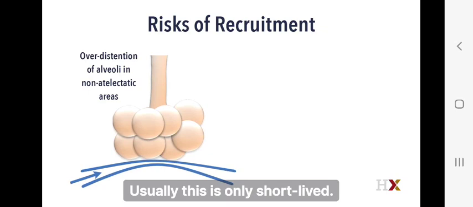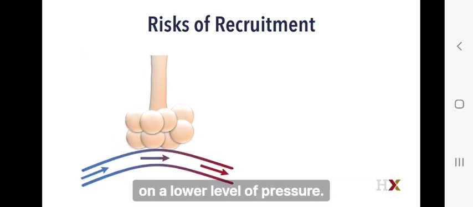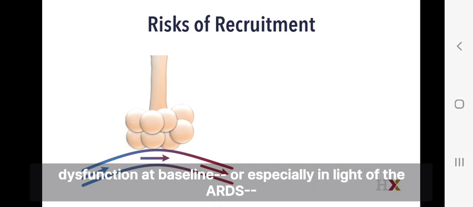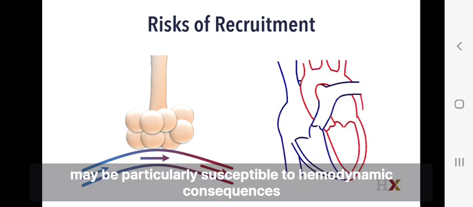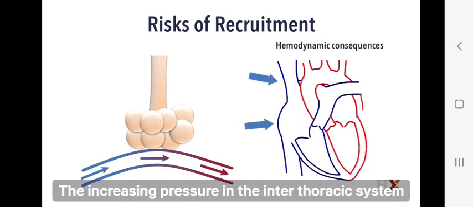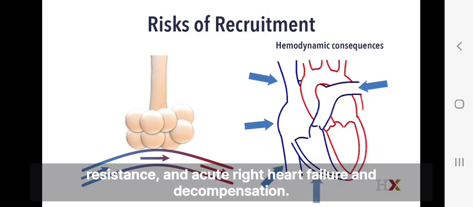Usually this is only short-lived and will stop as soon as the patient is placed back on a lower level of pressure. The more concerning finding is that a patient who has some right ventricular dysfunction at baseline, or especially in light of the ARDS, may be particularly susceptible to hemodynamic consequences with a recruitment maneuver. The increasing pressure in the intrathoracic system can lead to decrease in venous return, and increase in pulmonary vascular resistance, and acute right heart failure and decompensation.